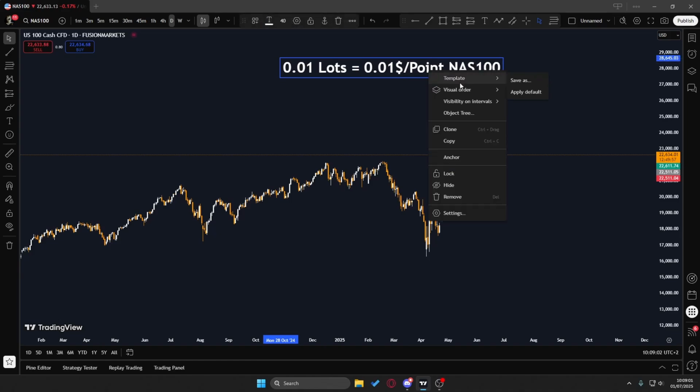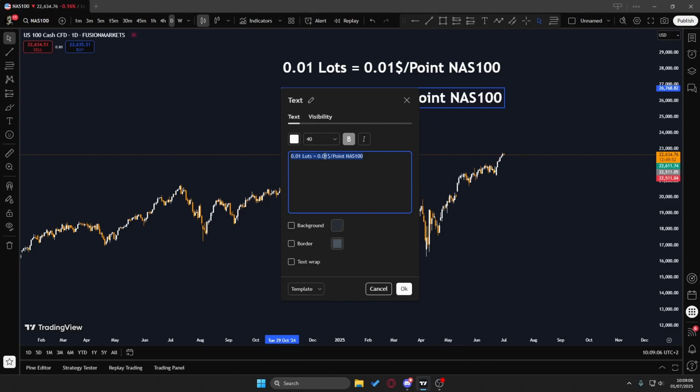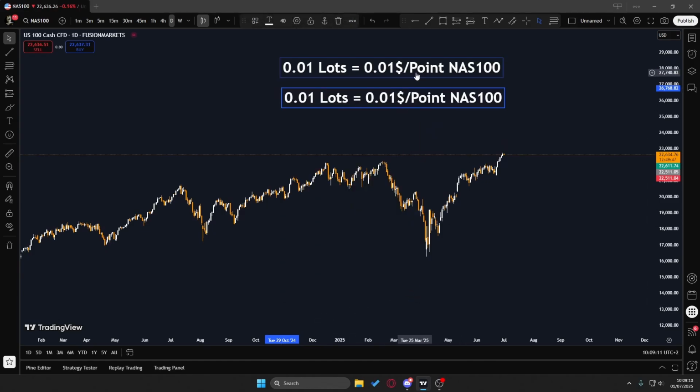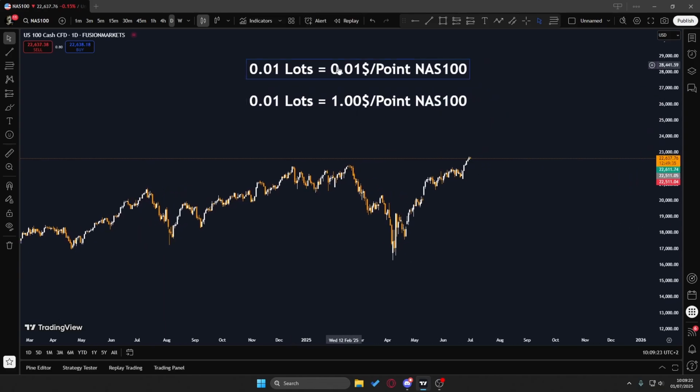If you have a different broker, it will probably work out in the way that it is $1.0 per point on NASDAQ. This is mine on Fusion Markets, and this will most likely be the one on a majority of other brokers. Now what you do from there, once you know how much money you are going to lose per point or gain per point, you can do the math of the minimum required balance to trade this strategy.